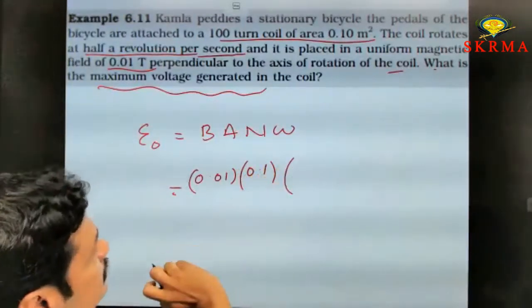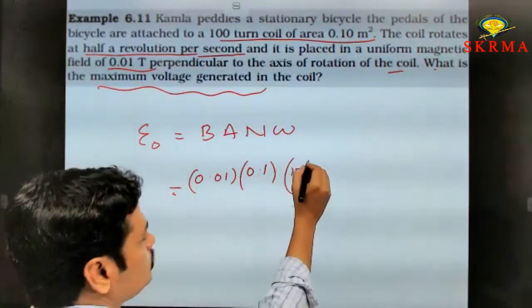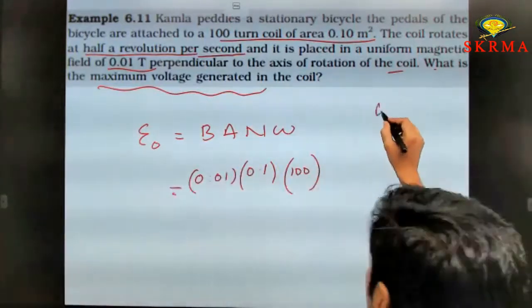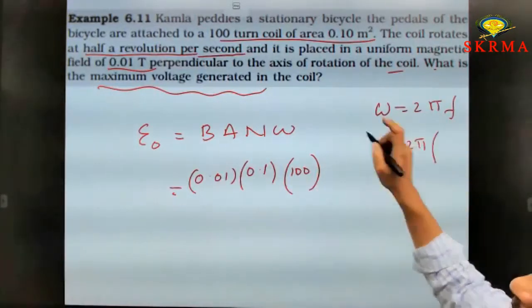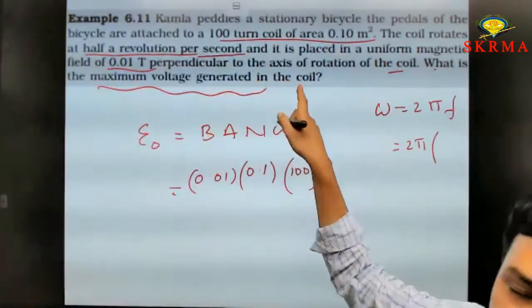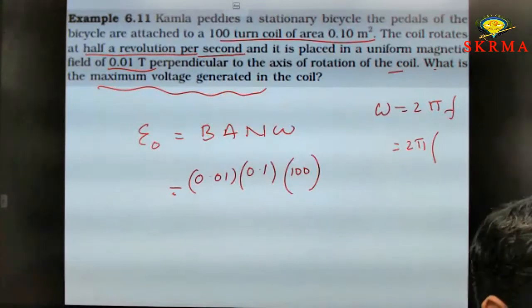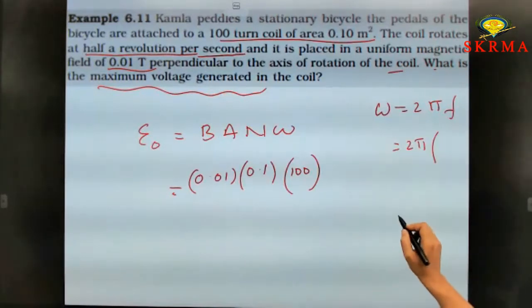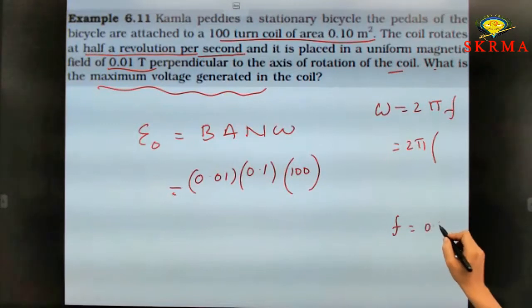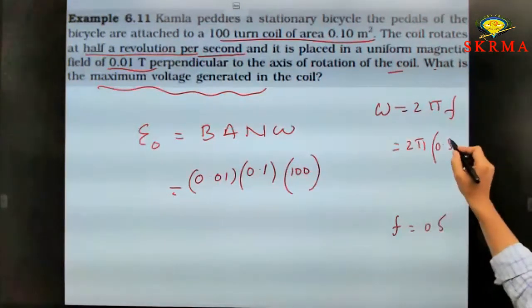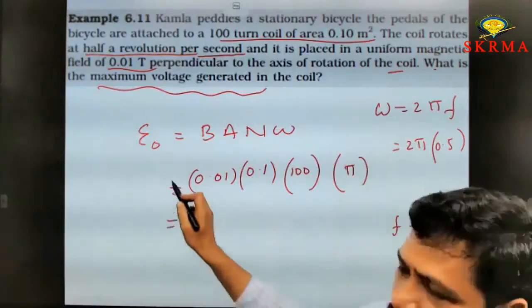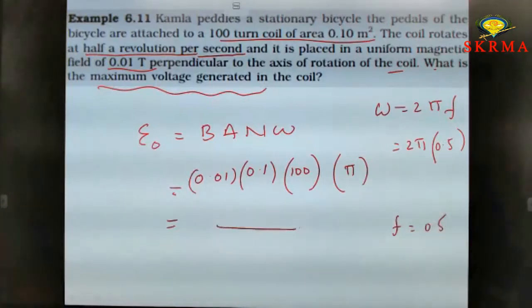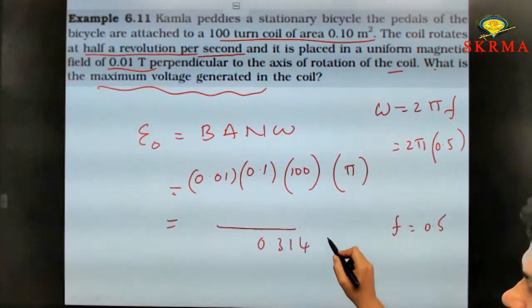How many turns are there? 100 turns. What is omega? Generally, the omega equation is omega equals 2 pi f. What is f here? Half a revolution per second. Revolution per second represents frequency. So the frequency is 1 by 2, or 0.5, which you have to write here. By using this, we can calculate E naught. The approximate value is 0.314 volts.